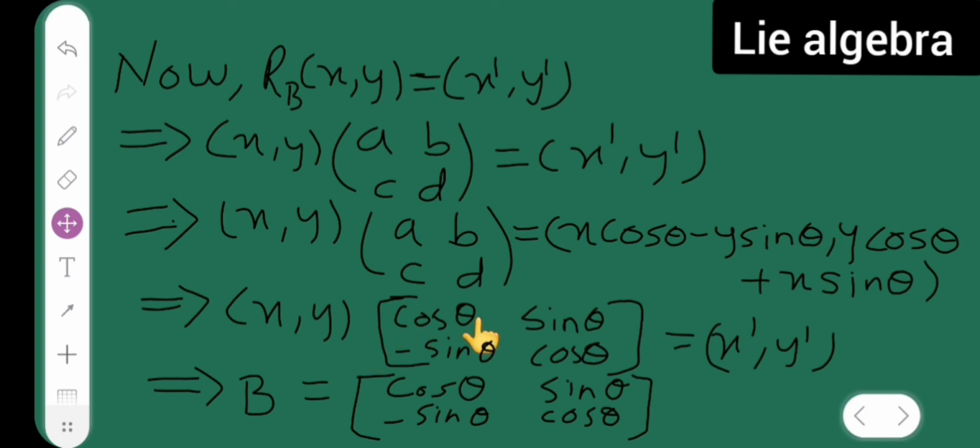Now this is my x value, cos theta, and here sine theta, and here it is minus sine theta, which will come here, and again cos theta here. So this is your B part, whatever you are getting, and this is equal to x dash comma y dash. So finally I wrote, this implies B is equal to cos theta sine theta minus sine theta cos theta. Okay, so we are done with this example.